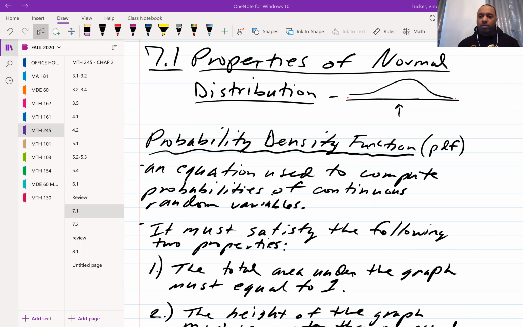All right, so 7.1 properties of normal distribution. And so don't forget, we talked about what our normal distribution would look like, that bell-shaped curve. We'll talk about the characteristics of that shortly.